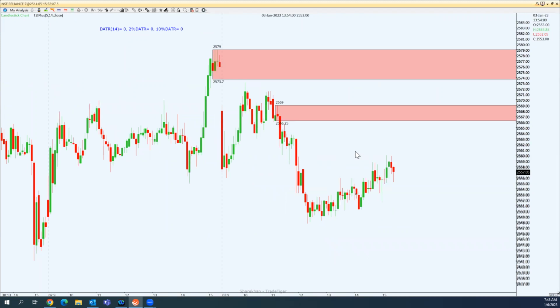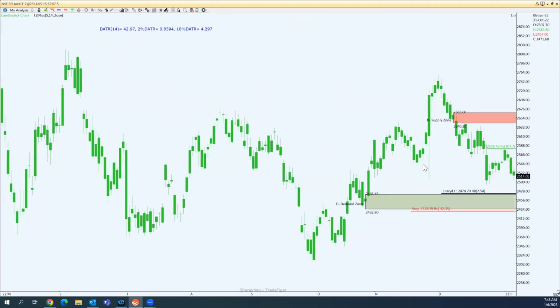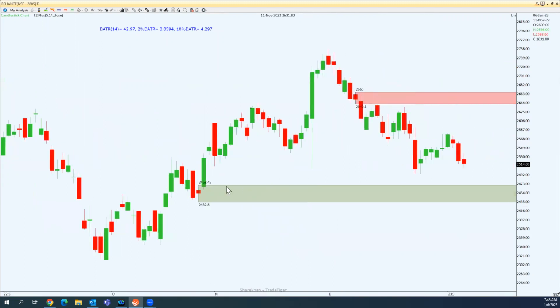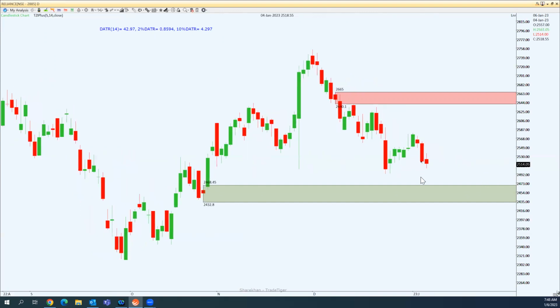There is a nice demand area which is on daily chart of Reliance. So there is a nice demand area around 2460 levels. If you want to go long in Reliance, this is the area you can enter long. And if you enter here and if you look for the opposite target, you can wait for this target, 2640. This is on the Reliance daily chart.